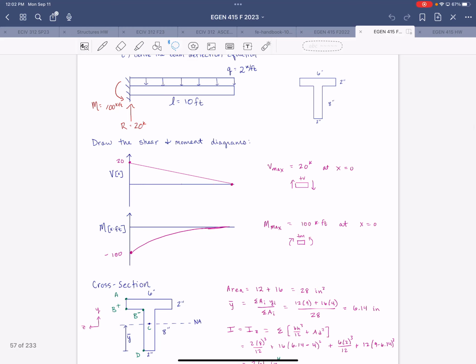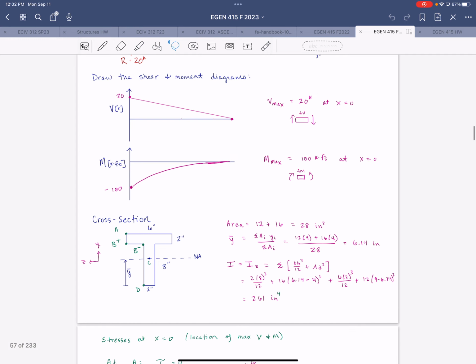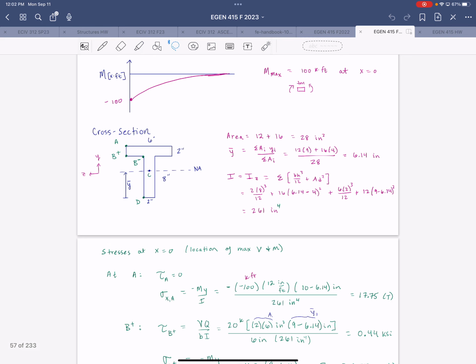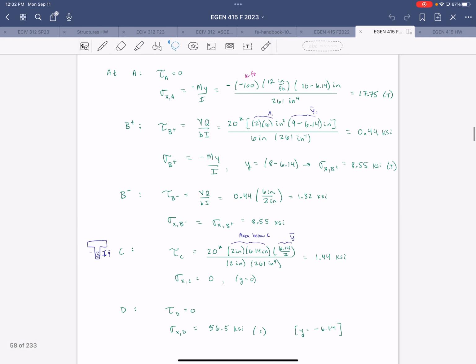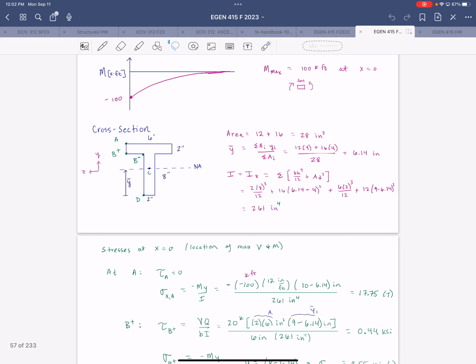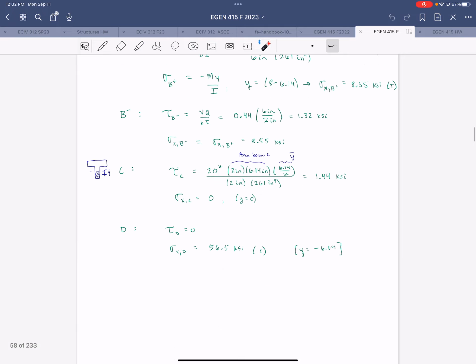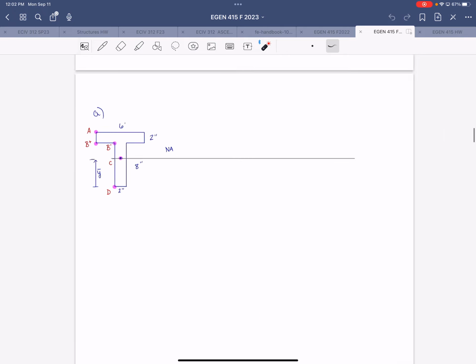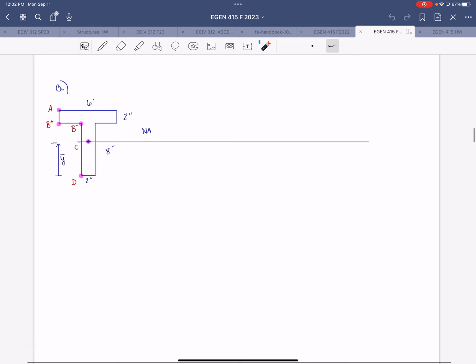and started all the calculations. So we did the shear and moment diagram, established where the maximum shear and moment values were, figured out the cross-section properties, the geometric properties, and then calculated the stresses at each point that would be necessary for accurately drawing the stress distribution along the cross-section, right? So the next step then would be to draw those stresses on a sketch representing the cross-section.